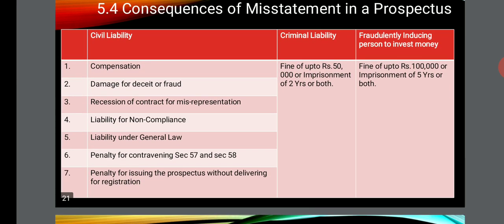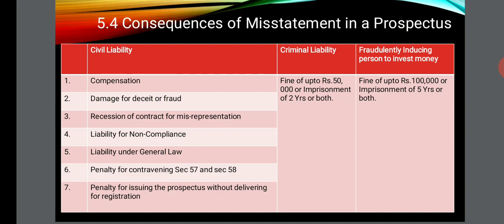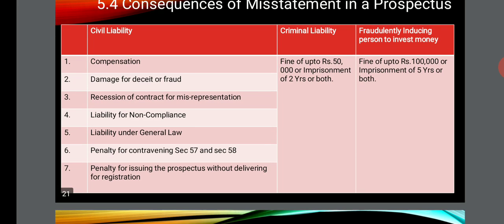Now, what are the consequences of misstatement in the prospectus? Civil liability: they may go for compensation, damages for deceit or fraud, and rescission of contract, as there can be cancellation of contract for misrepresentation. Liability for non-compliance, liability under general law, penalty for contravention under Sections 57 and 58, and a penalty for issuing the prospectus without delivering it for registration.